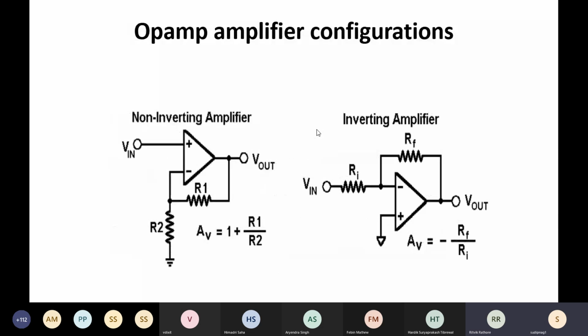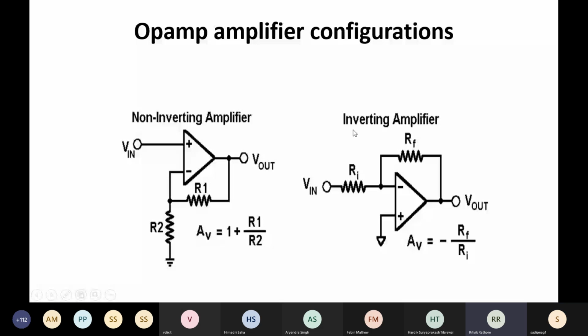So these are two configurations for op-amp amplifier. The first one is a non-inverting amplifier. Non-inverting because input is connected to positive terminal or non-inverting terminal of op-amp. And of course, there is a negative feedback by this resistance R1, which is connected between output terminal and inverting terminal. And then there is another resistance connected between inverting terminal and ground. So the gain of such an amplifier is 1 plus the resistance which is connected in feedback divided by this R2 resistance connected to ground.